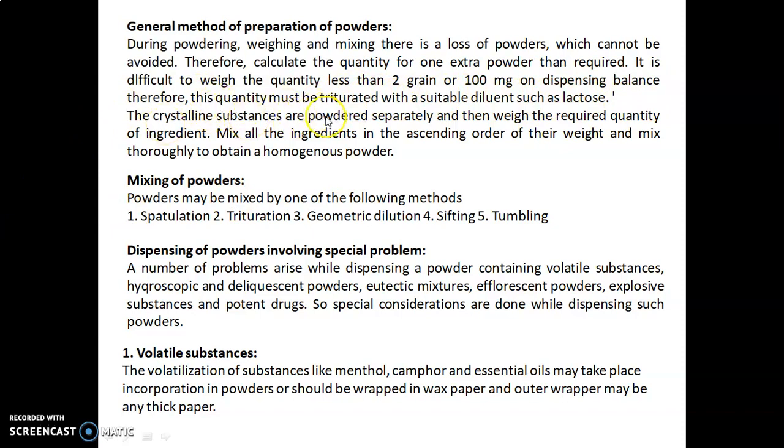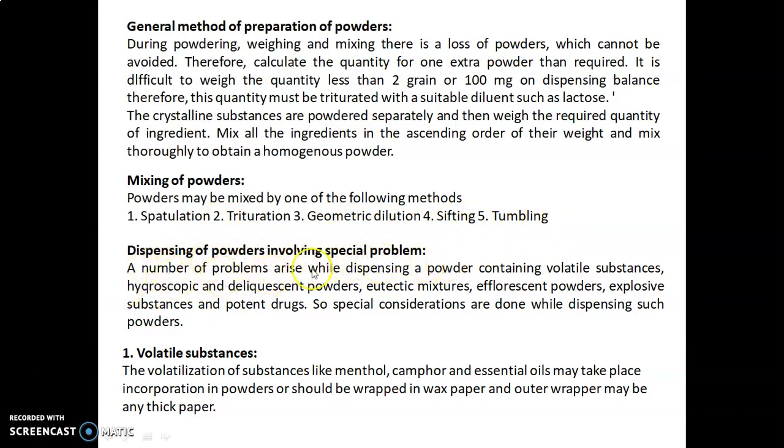The crystalline substances are powdered separately and then the required quantity of ingredient is weighed. Mix all the ingredients in the ascending order of their weight and mix thoroughly to obtain a homogeneous powder. Mixing of powders. Powders may be mixed by one of the following methods, that is spatulation, trituration, geometric dilution, sifting and tumbling. Dispensing of powders involving special problems.